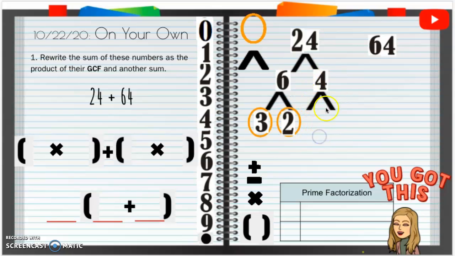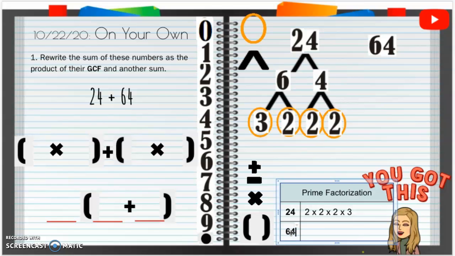What about this 4? Don't leave it hanging. We need to factor that. 4 can be 2 times 2. Now, 2 is a prime number because we can't break it down anymore. We can't factor it other than 1 and itself. So there are no more branches to break down. Our prime factorization of 24, in order from least to greatest, is a 2, a 2, a 2, and a 3. So it would be 2 times 2 times 2 times 3.